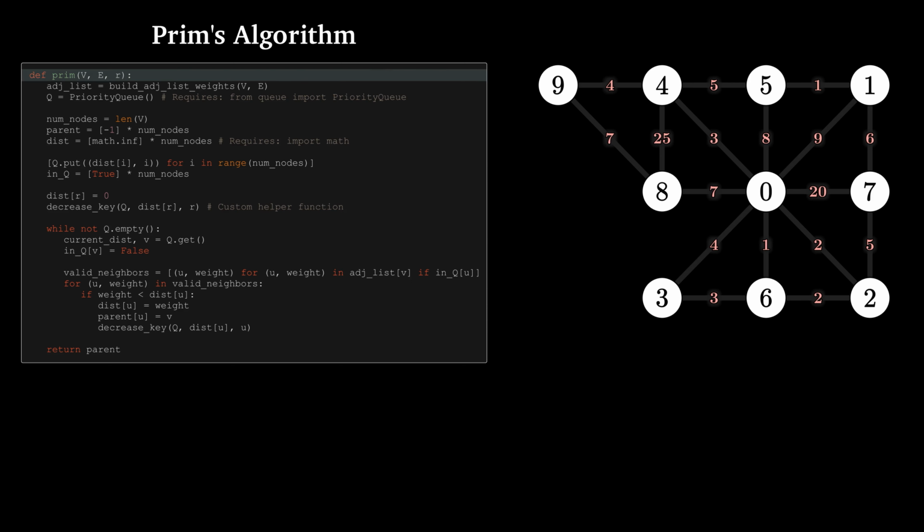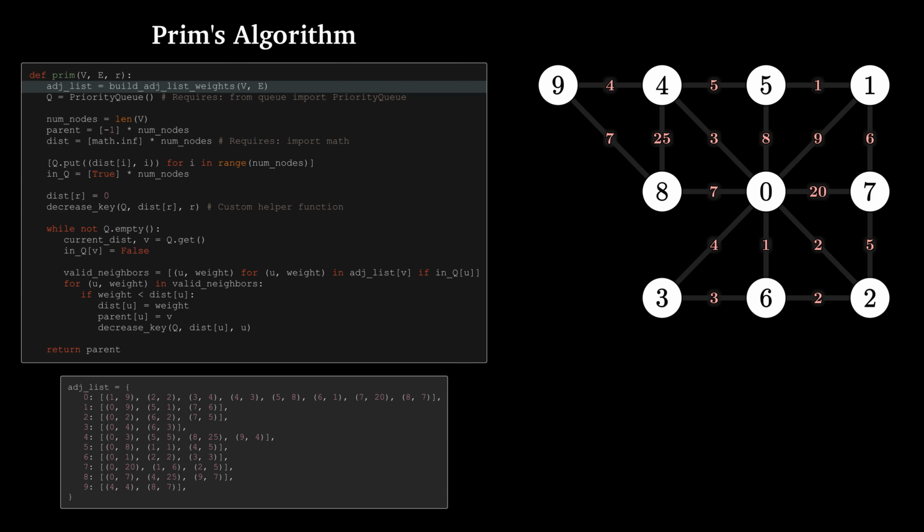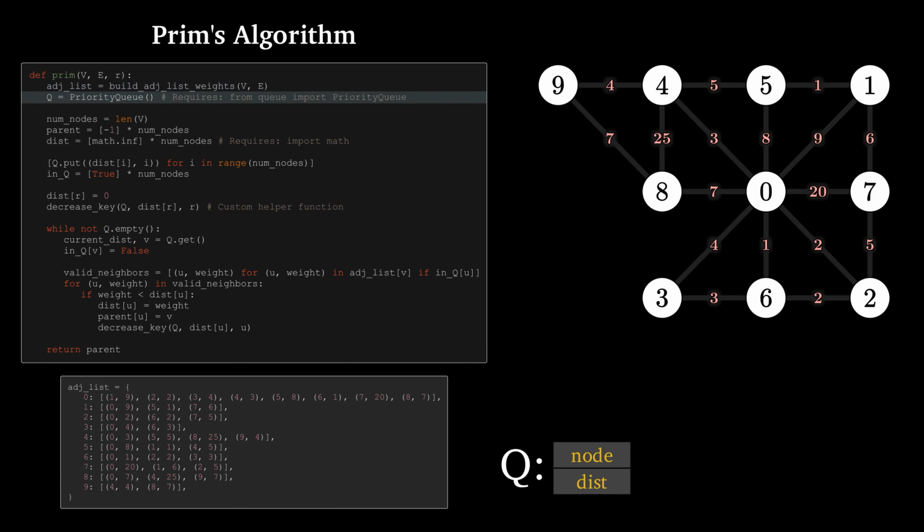The input parameters are once again the set of nodes, the set of weighted edges E, and a starting node R. The first step within the algorithm is to create an adjacency list using the set of nodes and edges. In this case, the adjacency list looks like this. Furthermore, we also create a priority queue here, though this will become important in just a moment.